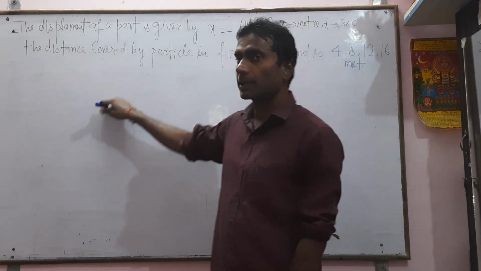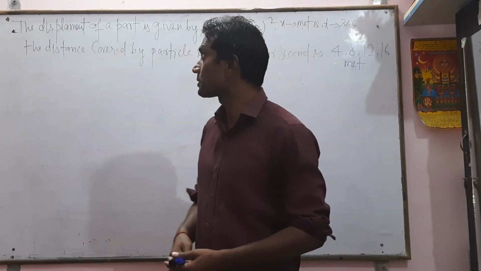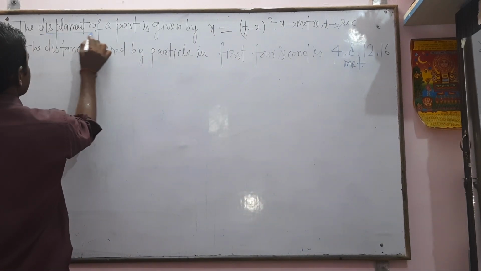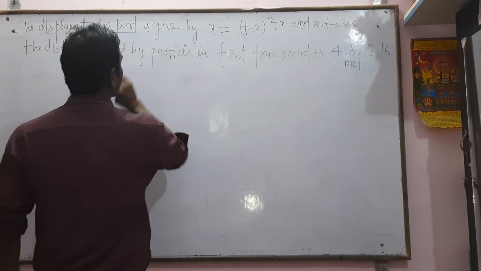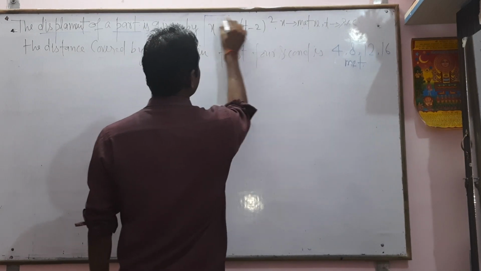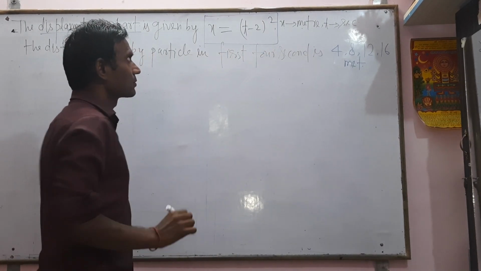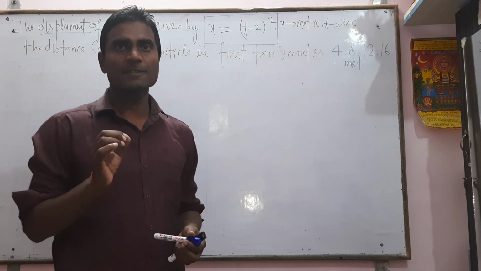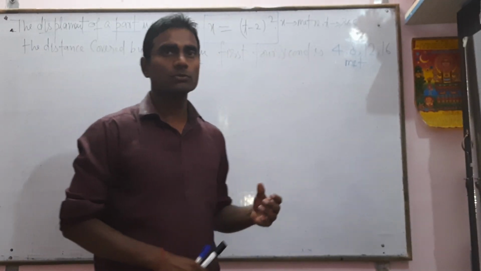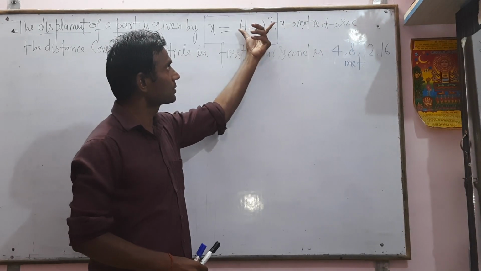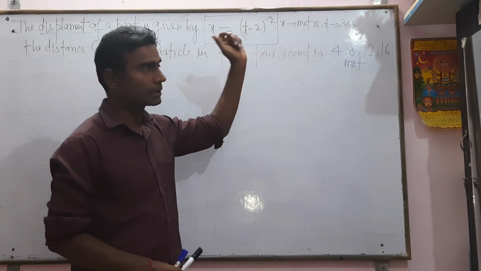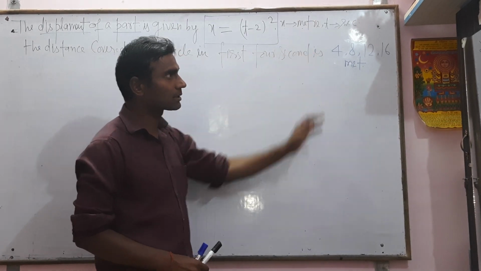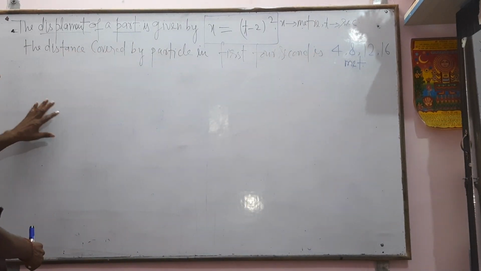This is a question of kinematics. The displacement of a particle is given by x equals (t minus 2) raised to 2, where x is in meters and t is in seconds.